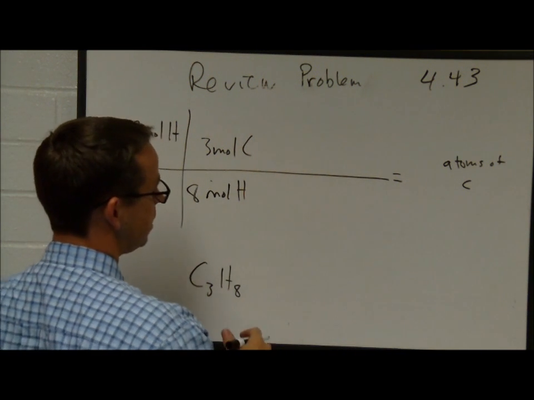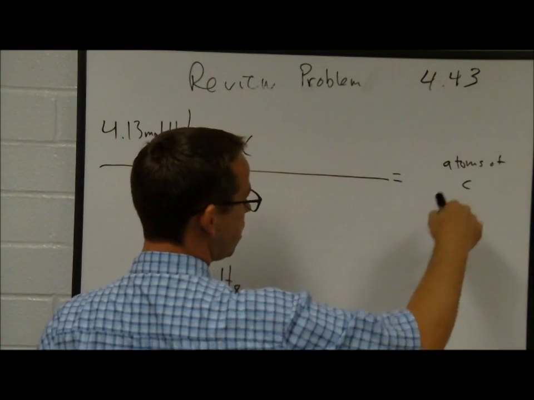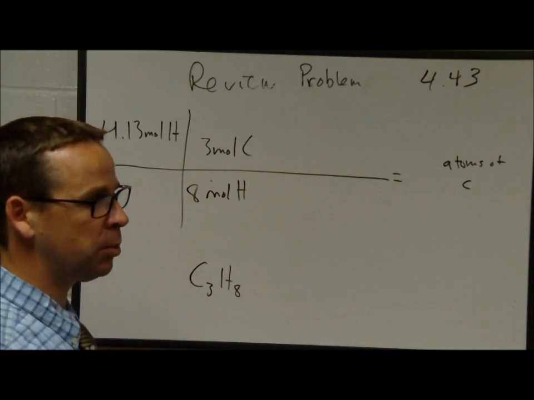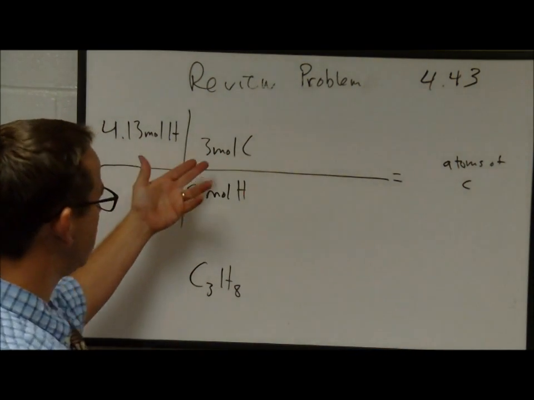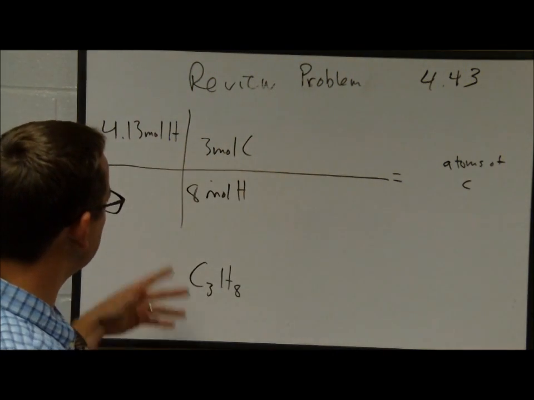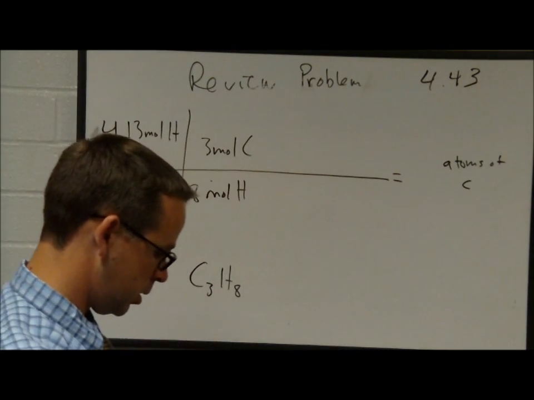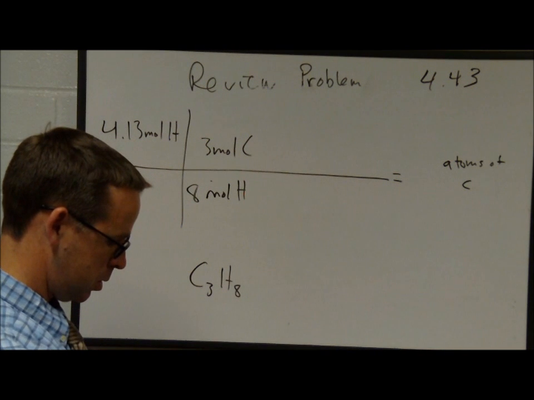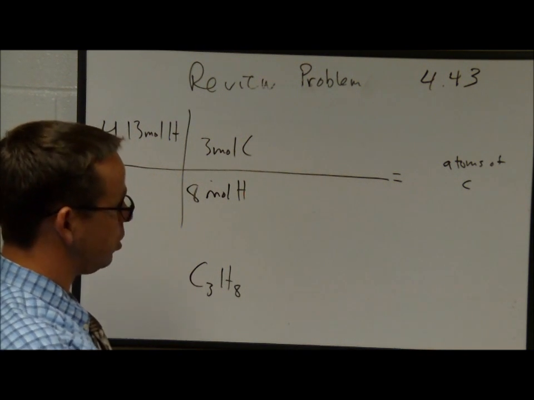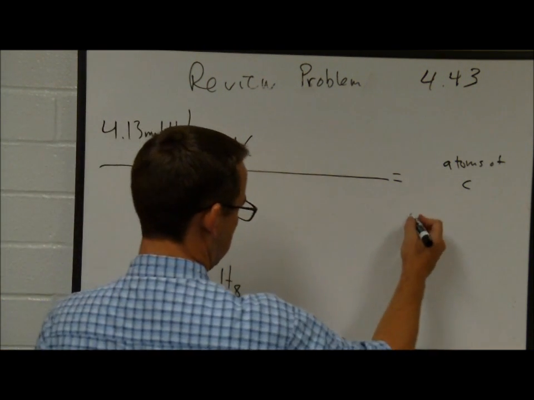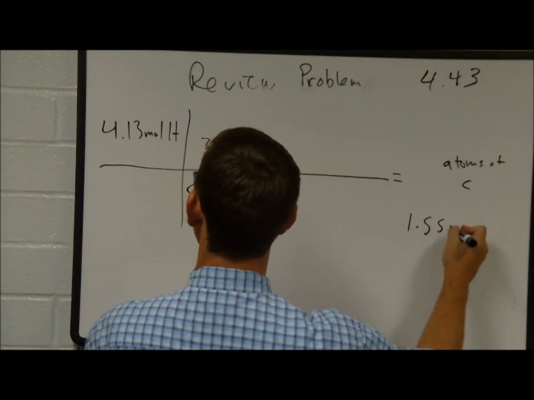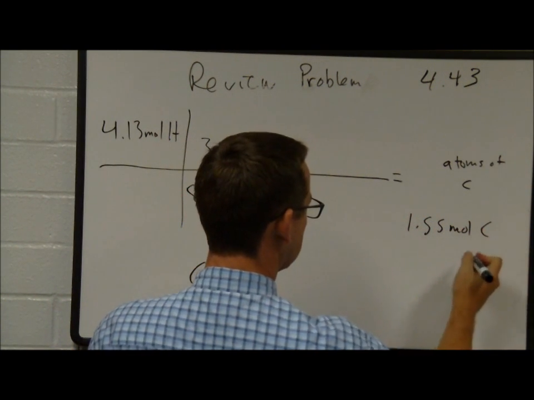So that's it. They want to know the number of atoms of carbon, or they want moles of atoms. So we're going to need 4.13 times 3 divided by 8. And that's how many moles of carbon atoms we're going to need: 1.55 moles of carbon atoms.